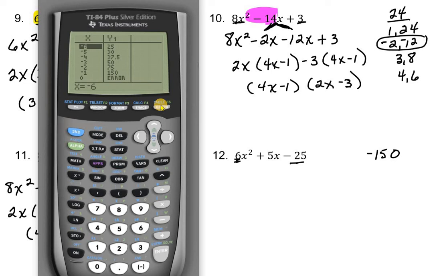So I want numbers that multiply to give me negative 150, so I've got to have one negative and one positive, and I want them to add to give me positive 5. So I know that my bigger number is positive and my smaller number is the negative. So I'm going to scroll through here, and I can see that I've got negative 10 and positive 15. Those two numbers are going to add to give me positive 5.